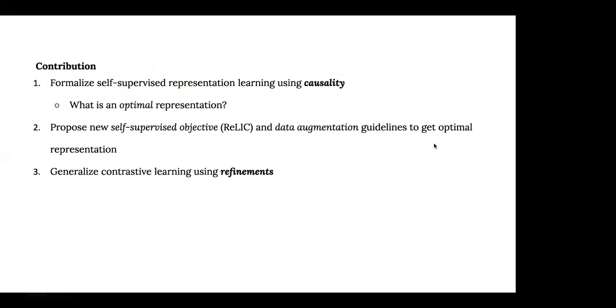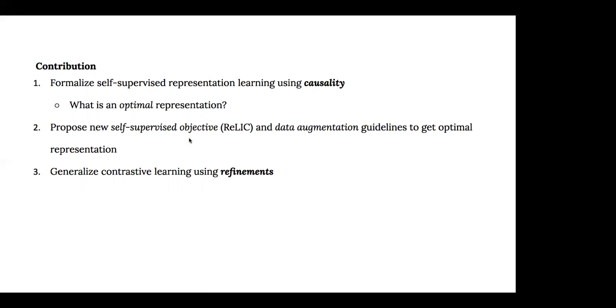And here are the contributions of this paper. So the first and also the most important thing is they're trying to formalize self-supervised representation learning using causal frameworks. They also explain the success behind self-supervised representation learning, SimCLR, or even contrastive learning approaches. And they also define what is the optimal representation.